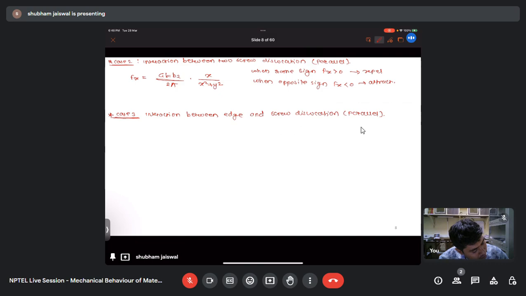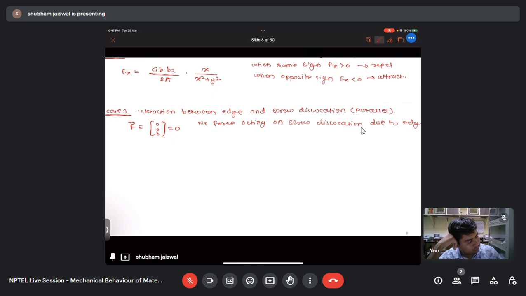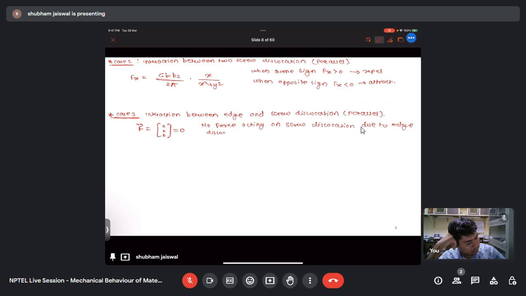So in this case, the force exerted will be 0. So no force will be acting on a screw dislocation due to an edge dislocation or vice versa. Okay. So these are the different cases of interaction of dislocations. So after this, we have seen the concept of image force.